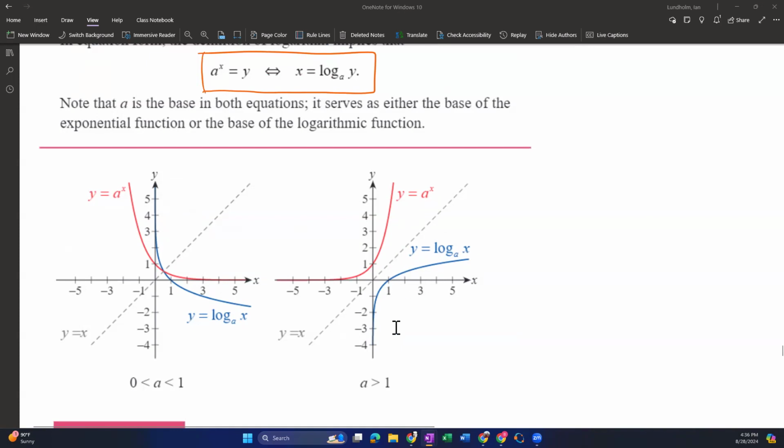I guess one of the things to point out here is that these are inverse functions, and the range of the exponential function, notice that that's always positive numbers, and notice that the domain of the logarithm is also always positive numbers. So don't try putting a negative number into a log, because that would be outside of the domain.